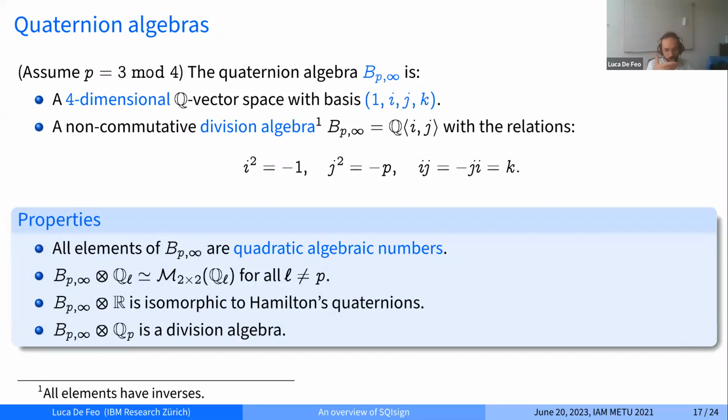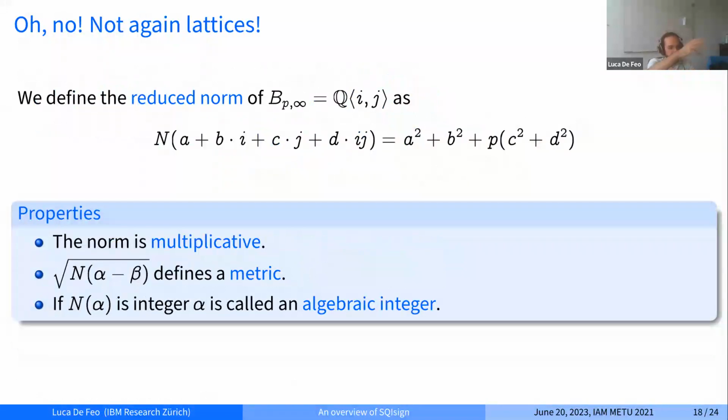And so you can define the conjugate of any complex number as just flipping the sign in front of I. Well, the same here, we can define the conjugate of some number A plus B times I plus C times J plus D times IJ as just flipping the signs in front of B, C, and D. And then we can define the norm, the reduced norm of an element, as the product of the element and its conjugate.